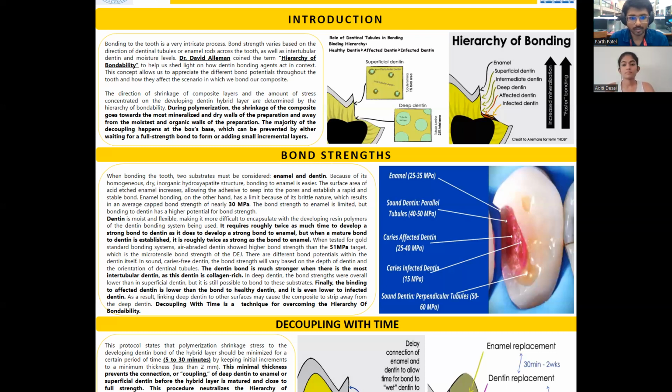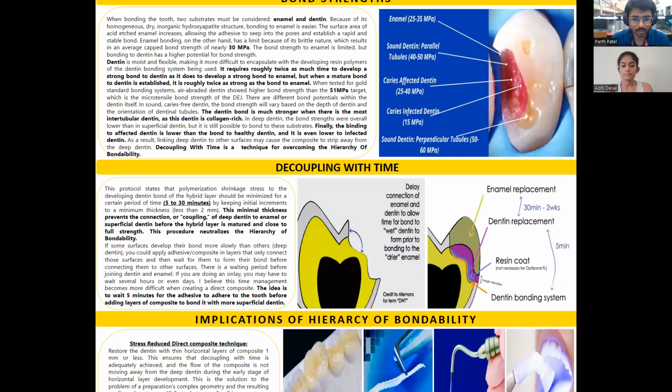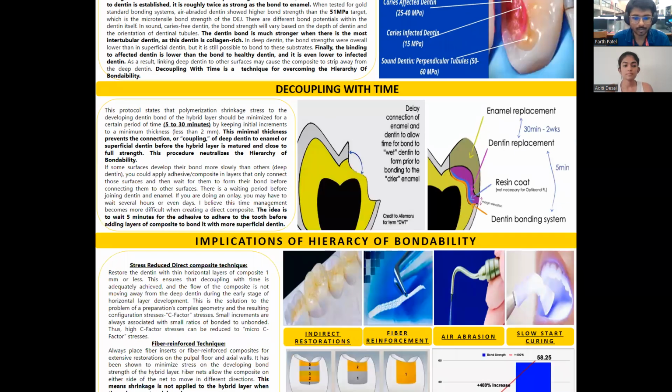Thank you, Dr. Desai, for this explanation of hierarchy of bondability. Now let's look at how we can overcome this by utilizing the decoupling with time protocol. The decoupling with time protocol states that we delay the connection of deep dentine with superficial dentine or enamel. This will allow the proper time to mature the hybrid layer and form its full strength.